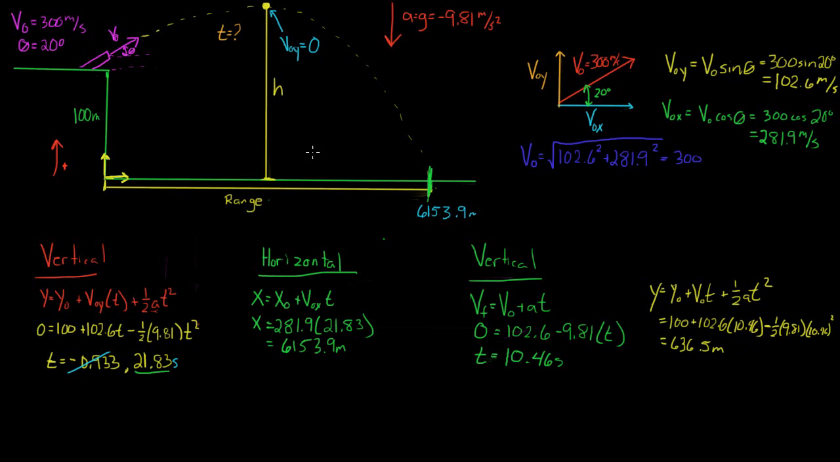636.5 meters. And that is from reference to the ground. If we were interested in how high it was from the top of the cliff, we'd subtract that initial 100 meters out, and we'd get the height that this rocket has gone from the top of the cliff is equal to 536.5 meters.